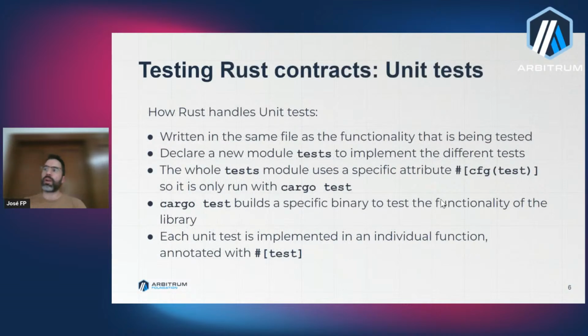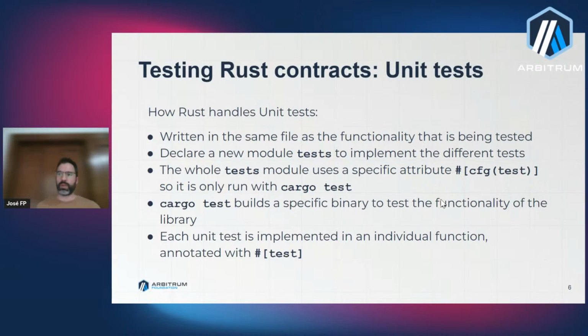All right, so how do we write unit tests in native Rust, okay, outside of the Stylus SDK? So as I said before, we write these tests in the same files where the functionality that is being tested lives, right? So if we have one file that contains a set of functions that the library provides, we want to write those unit tests in that file, for those functions in that file. So the way we do it is that we declare a new module called tests, where we implement the different tests. That module uses a specific attribute, cfg(test), so it is only run when executing cargo test.